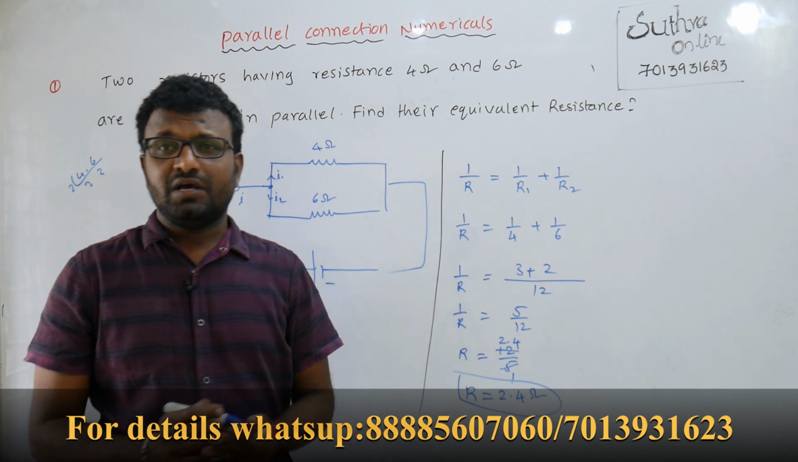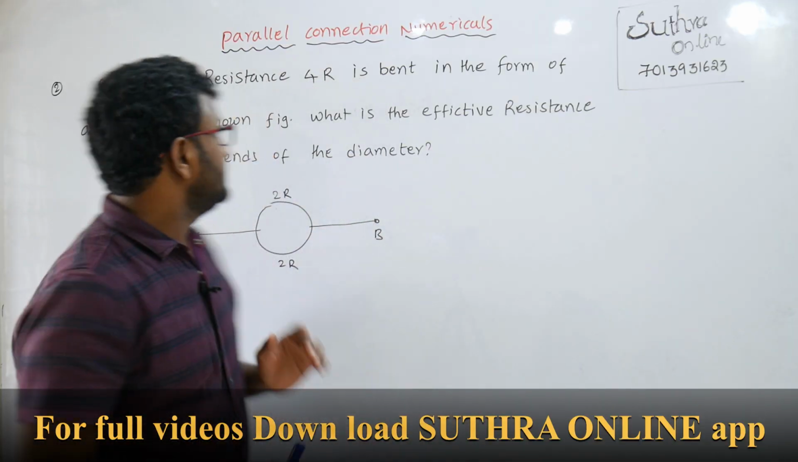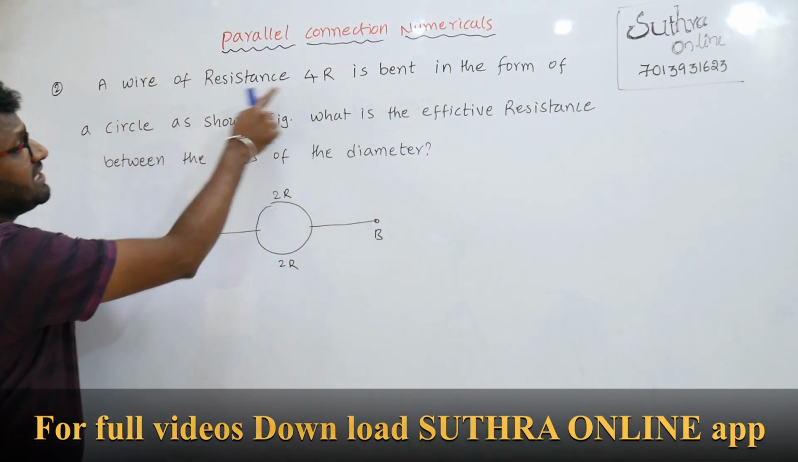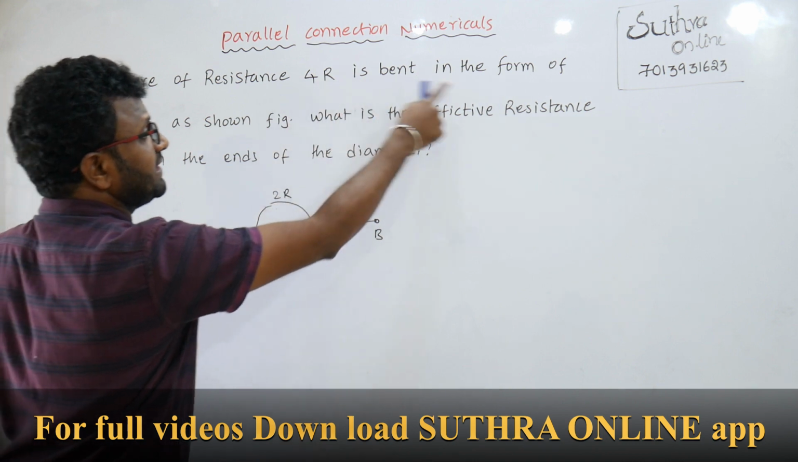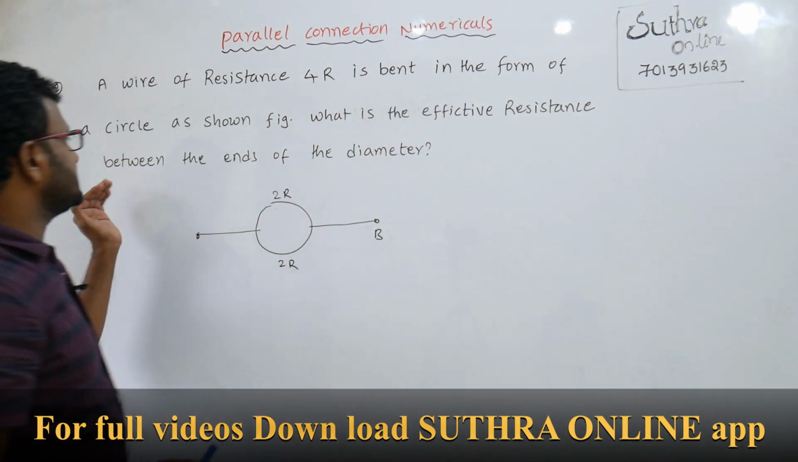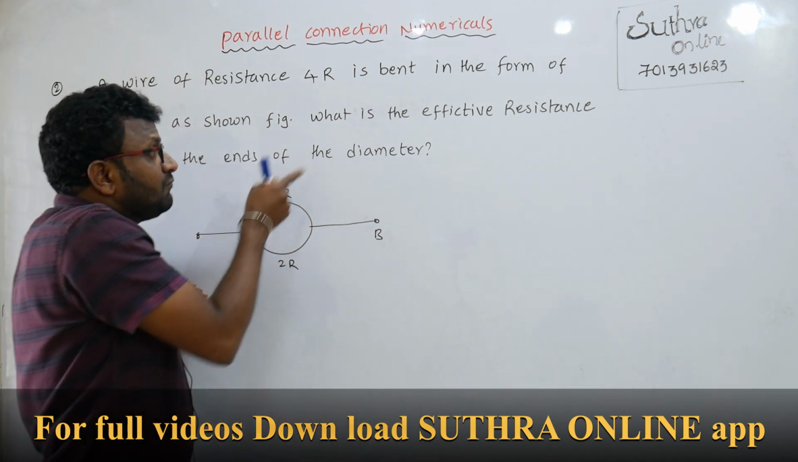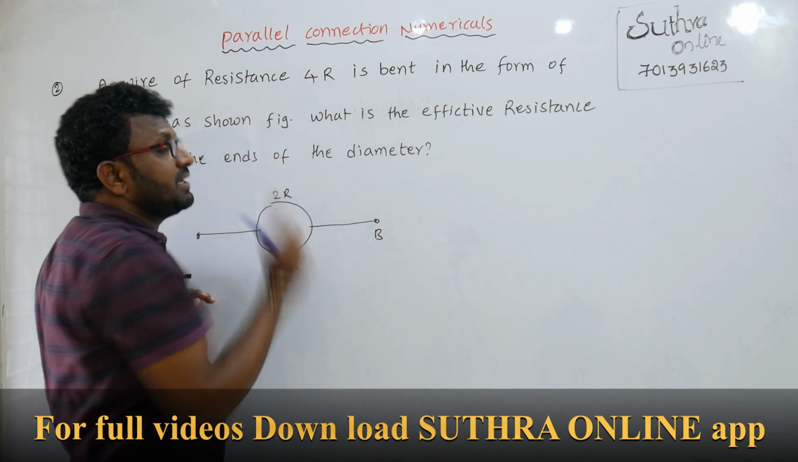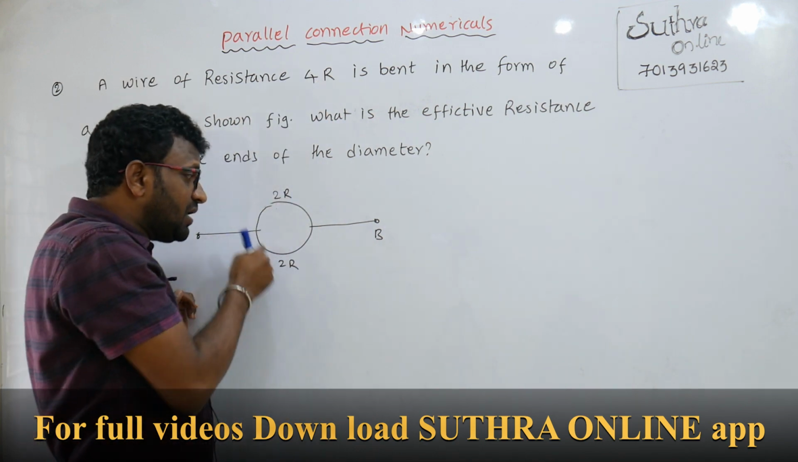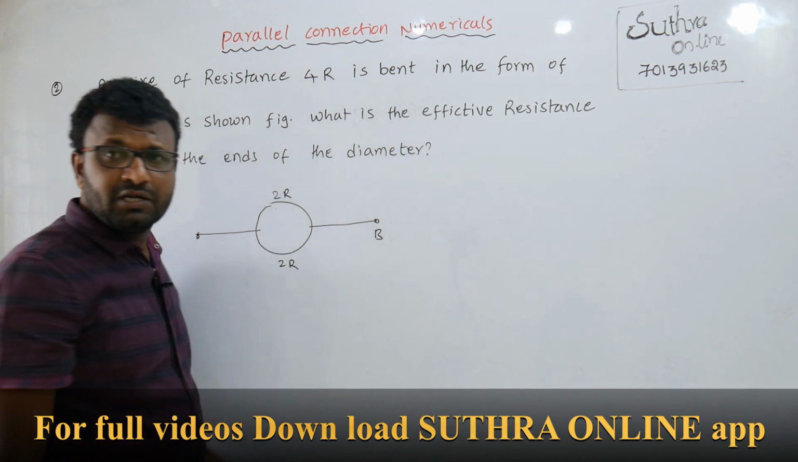So this is about the first problem. Come to the next question. Here what is given: a wire of resistance 4R is bent in the form of a circle as shown in the figure. What is the effective resistance between the ends of the diameter? So the total resistance is 4R. That is bent in the form of a circle. So the upper part is 2R and the lower part is 2R.